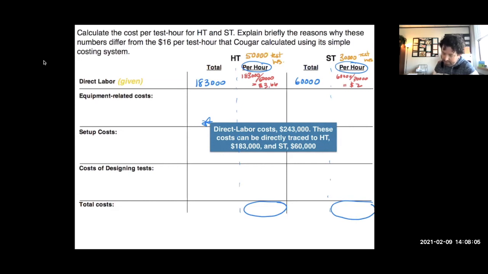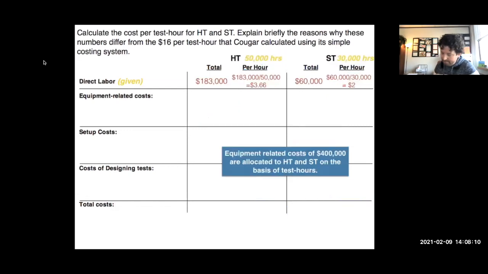All right. So let's go to the equipment-related costs. Okay. So again, step one, and I'm going to do it down here to give myself enough room, is to calculate the rate for this particular activity, equipment-related cost. So the information, again, I've put here in the center. Equipment-related cost of $400,000 are allocated to heat tests and stress tests on the basis of test hours. So the first thing we have to do is figure out the allocation base. In this case, it actually is test hours. Okay, that's our allocation base.